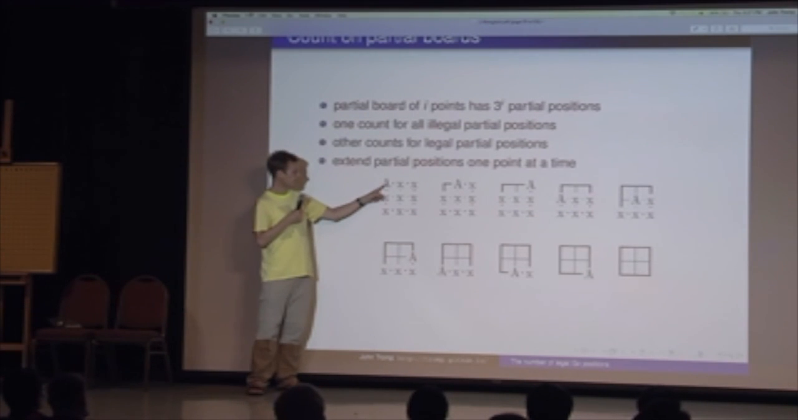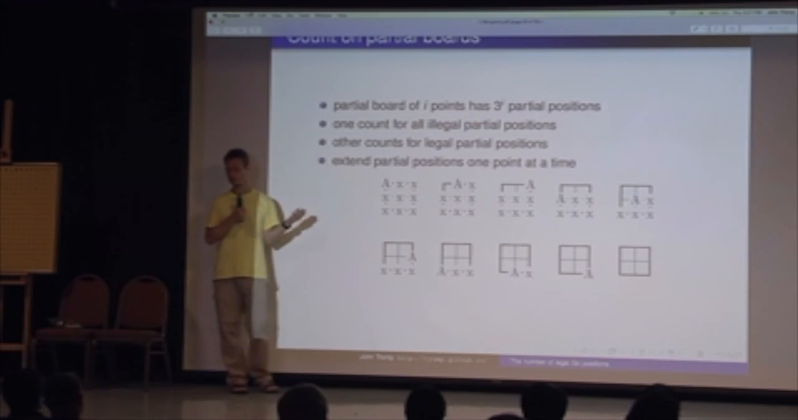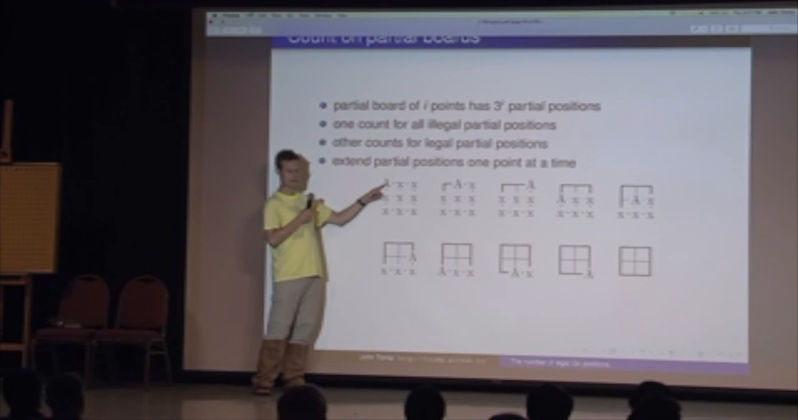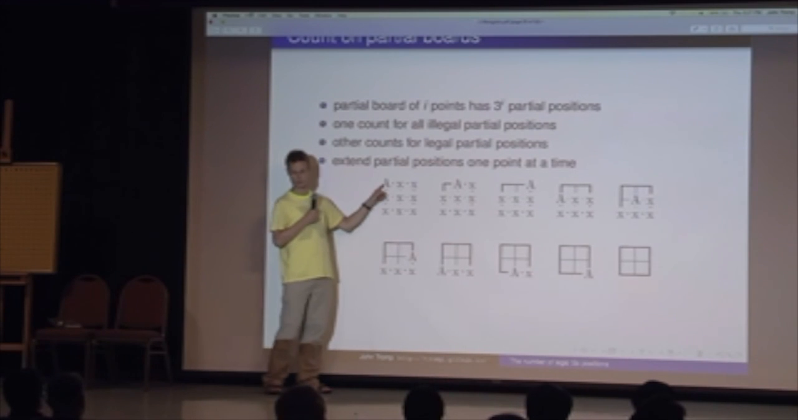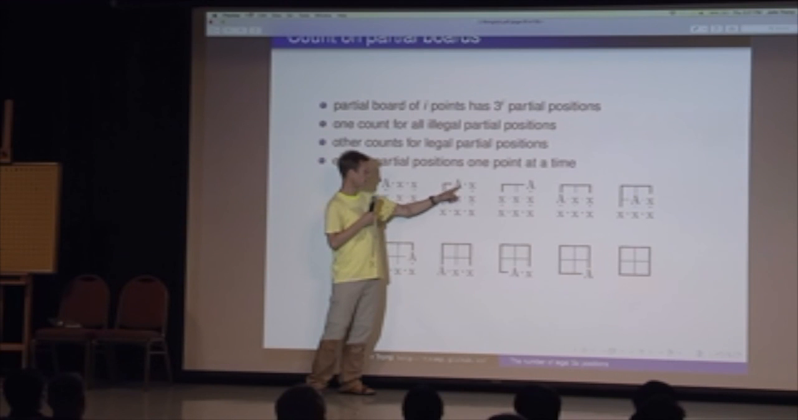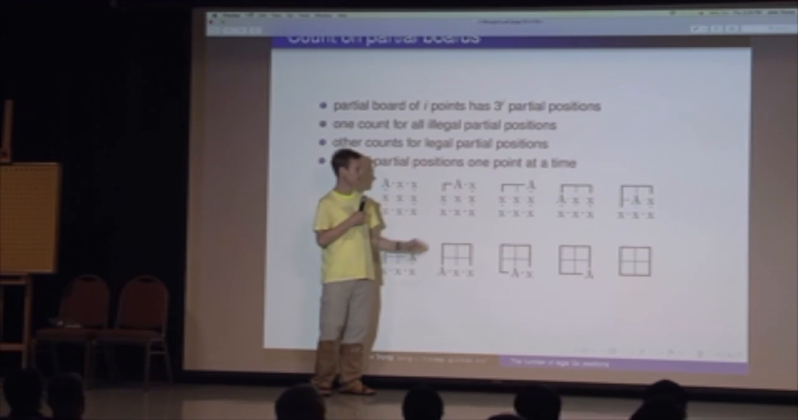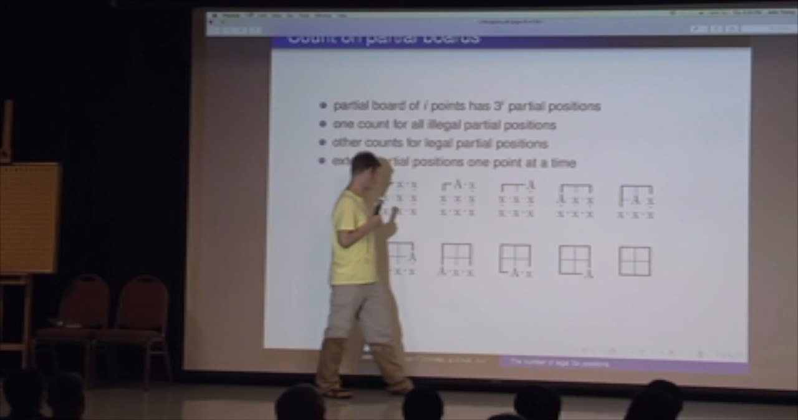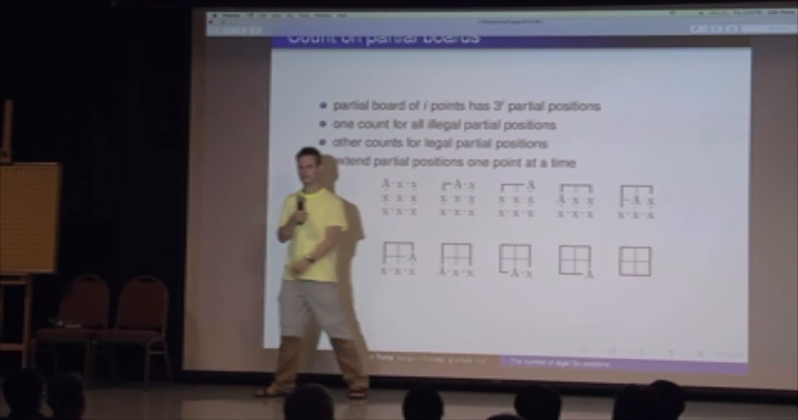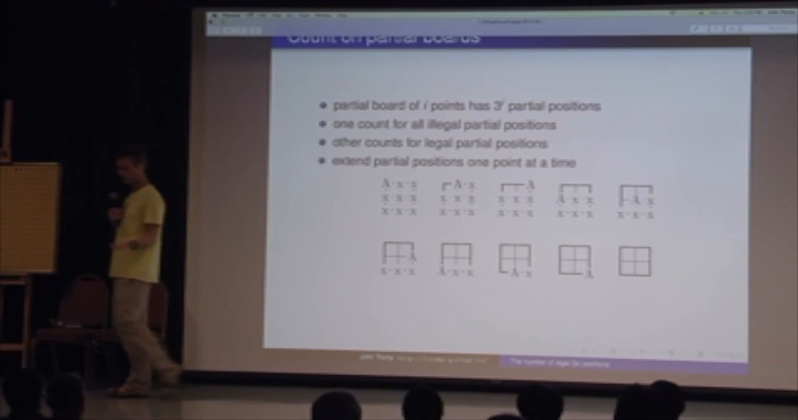I start here. There is just a single partial position on 0 points, of course, and then I consider all the possibilities for this point. It's either empty, black, or white. So that gives me partial positions of 1 point. And then I take those and I consider the possibilities for this point. So I continue on and on and on until I will have the full counts at the end, when I have partial positions of 9 points, which is the whole board.